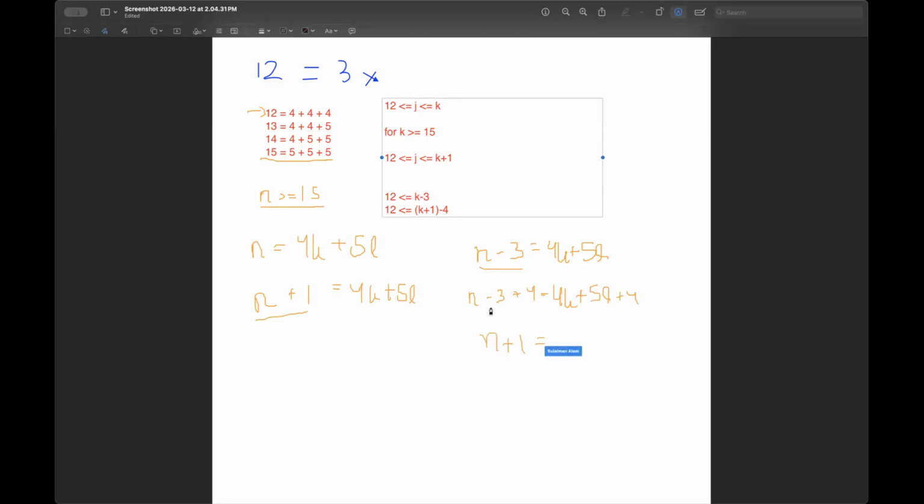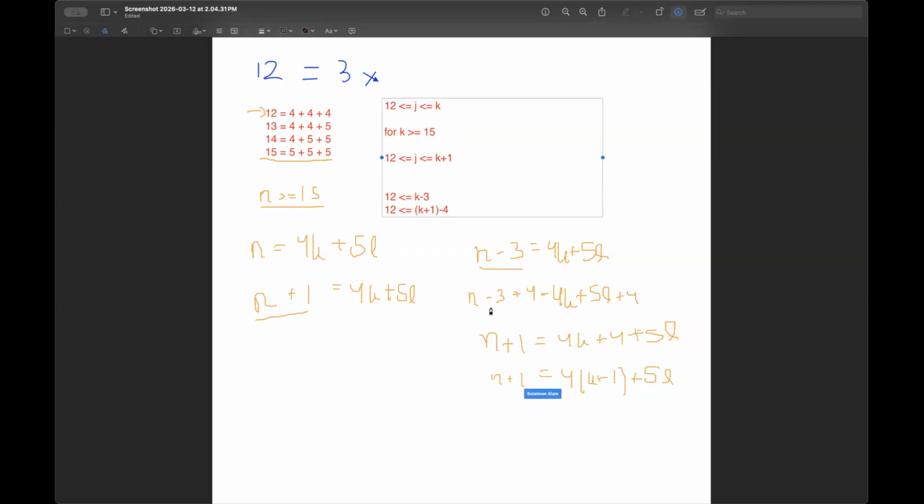I'm going to bring the 4s to one side. So this is going to be 4k plus 4 plus 5l. I'm going to factor out the 4, and I get 4 times k plus 1, plus 5l, is equal to n plus 1.